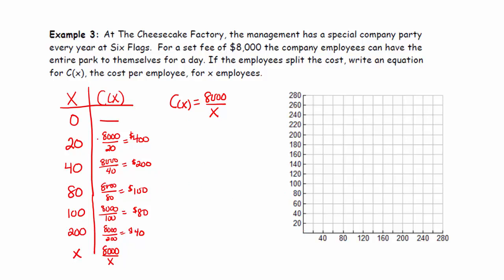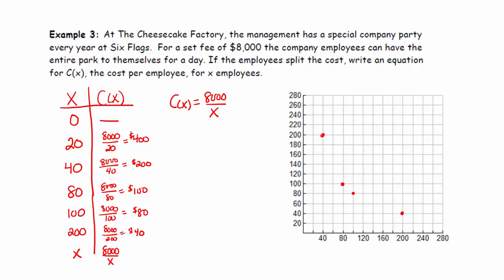So now let's just graph this. What do we do at 0? We're going to have to think about that. We can get the 20, 400. Oh, that doesn't fit on here. Let's try 40 employees. That will cost 200 per person. 80 employees will cost 100 per person. 100 employees will cost 80. 200 employees will cost 40.